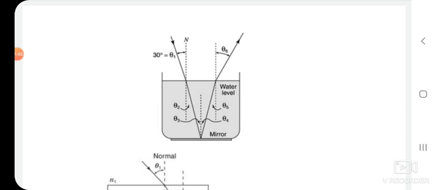In this geometry, the angle of the ray leaving the water must be 30 degrees, because the problem is symmetric. Initially it is incident on the water level, after that it reflects from the mirror, and again on exiting it is incident on the water level, and finally it moves in free space. That's why this problem is symmetric. Therefore theta 6 is also equal to theta 1.